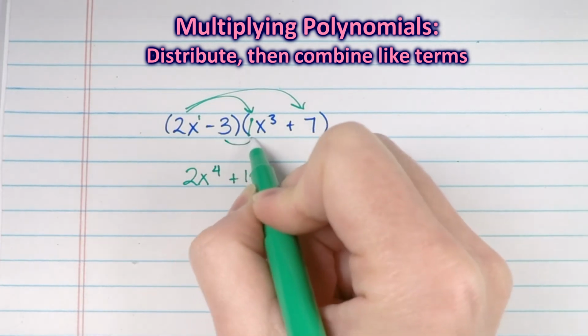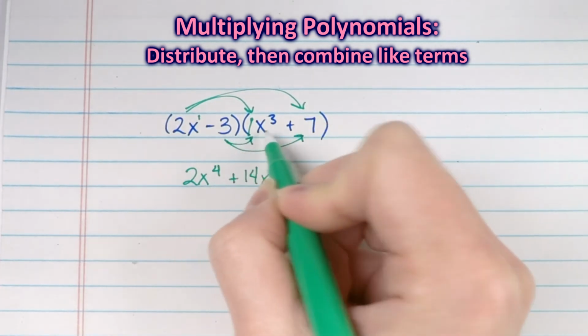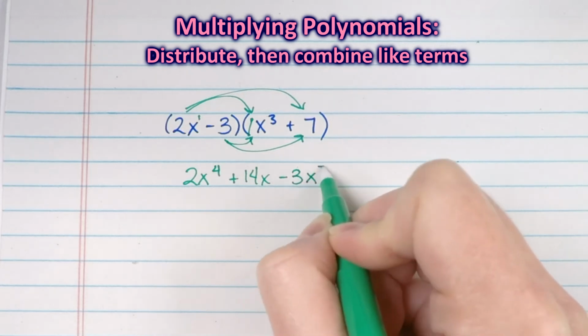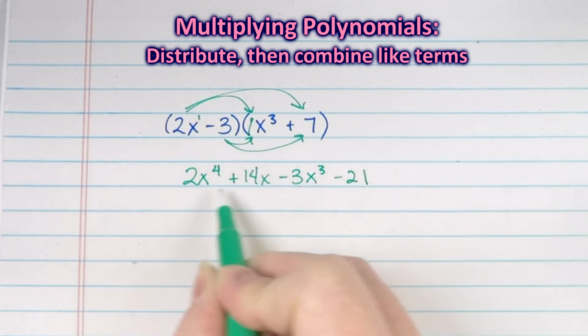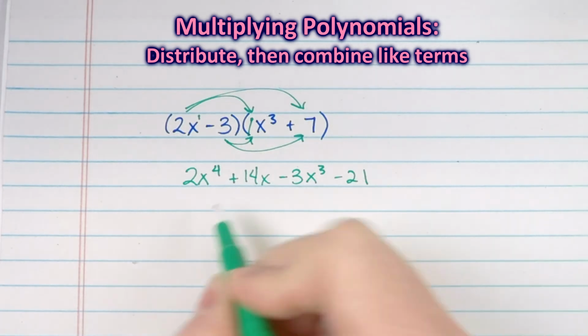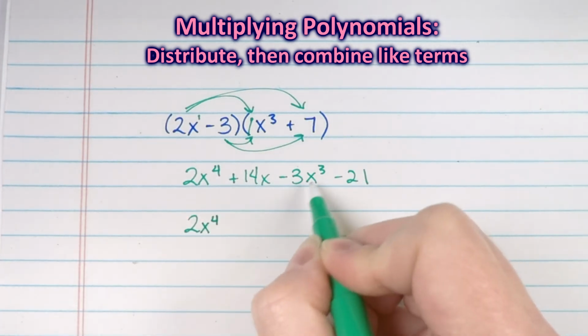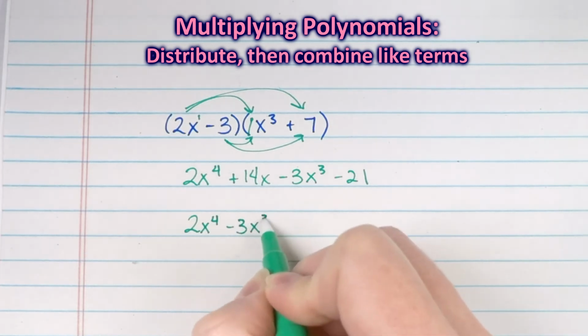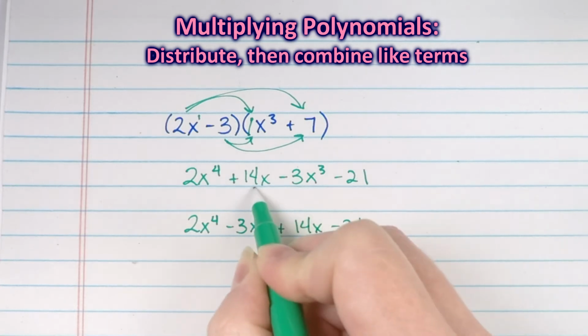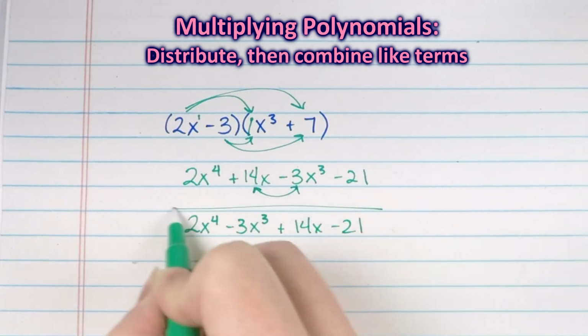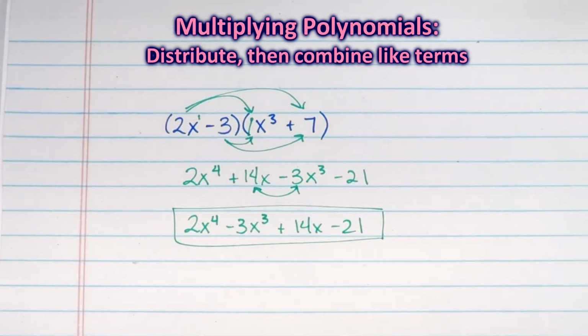And now I'm going to distribute this negative 3 to both these terms. Negative 3 times x cubed gives me negative 3x to the third power. And negative 3 times 7 gives me negative 21. And there's no like terms to combine, so this is our answer. But I'm going to write this in standard form. And that's just where I'm putting the terms in order of exponents going from biggest to smallest. Okay, so I'm just basically switching these two. That way my exponents are in descending order.